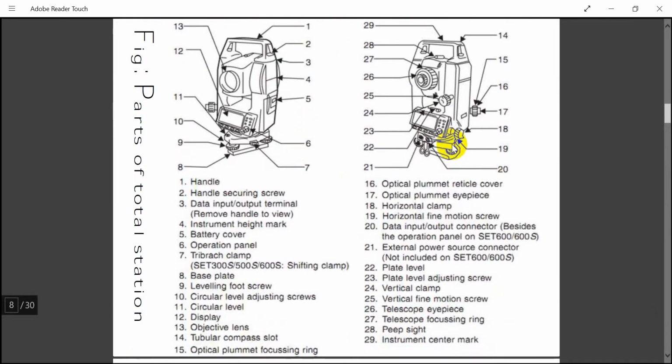So these are the different parts of the total station. He explained the handle, screws, data, instrument height mark, everything, and showed the different parts of the total station, but we don't require this much detail on every point. If you touch the equipment, you can observe it by looking at the figure. This one, number 26, is the telescopic eyepiece. You may not understand now, but most probably you can, because you have already seen the equipment in our laboratory. Horizontal clamp, horizontal motion screw, display, objective lens, leveling foot screws, like this.